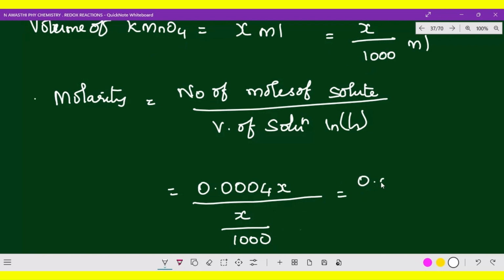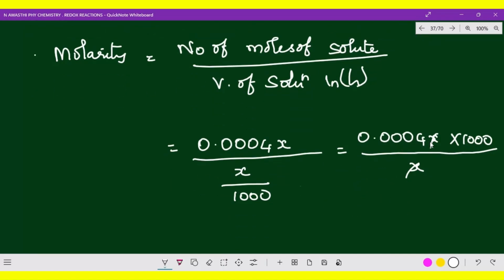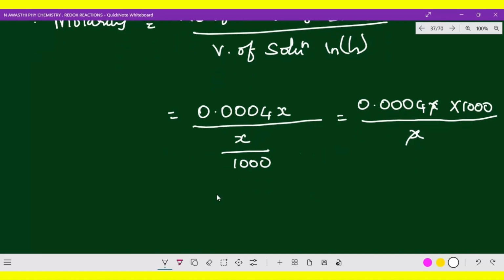So that means 0.0004X into 1000 divided by X. Now this X and this X will be cancelled. How do we get this X? That is from the question only. It is mentioned there. Now 0.0004 into 1000, so you will get 0.4 molarity.